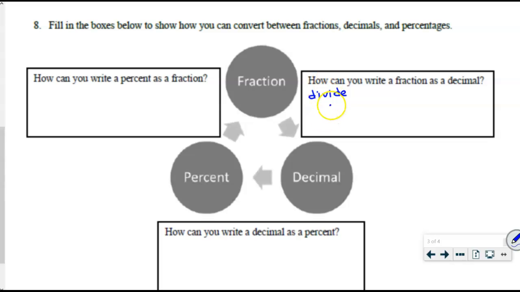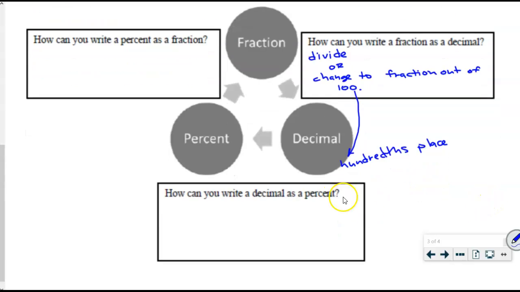If we have it pretty easy, then we can change the fraction to a fraction out of 100. So I'm going to change it to a fraction out of 100. And when it's changed to a fraction out of 100, that tells us how many are in the hundredths place. Once I have it in the hundredths place, how can I go from the hundredths place to a percent? Fun fact, they mean the same thing, right? Hundredths means percent. They mean the same thing.